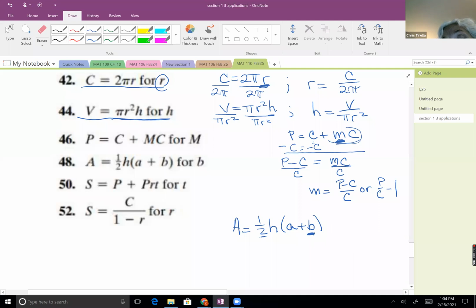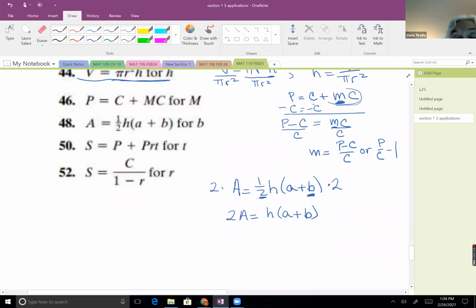Because I'm looking to get b alone, I could distribute as is, but I think most people find it easier if we get rid of that half first, and we'll do that by multiplying both sides by 2. That'll give me 2A equals h times a plus b. And now to get the b alone, would anybody distribute the h? 2A equals ha plus hb.